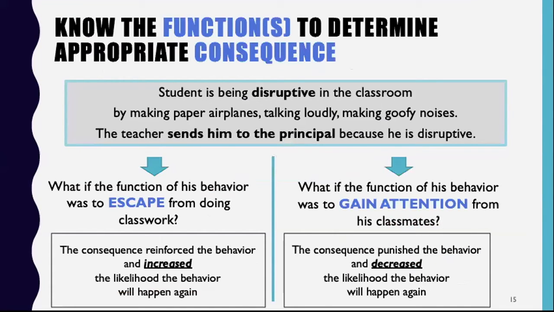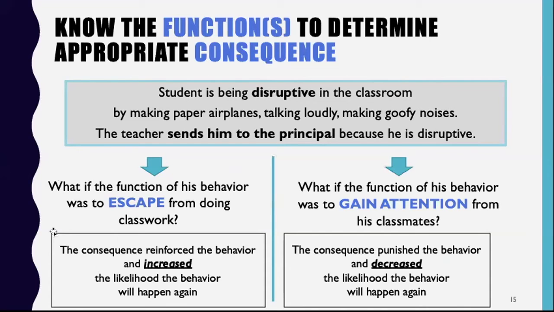Here's an example of how crucial it is that you identify the function of the student's behavior so that you can determine the appropriate consequence. A student is being disruptive in the classroom by making paper airplanes, talking loudly, and making goofy noises. The teacher sends him to the principal's office because he is being disruptive to the classroom. So let's take a look at these two functions, two scenarios.